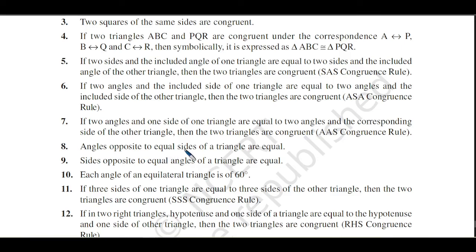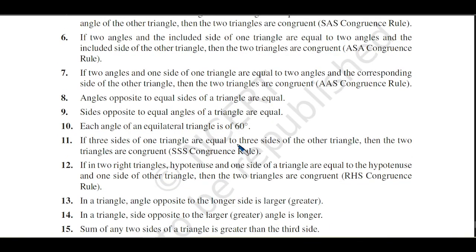Angles opposite to equal sides of a triangle are equal. So if all the sides are equal, all angles are equal, so this is an equilateral triangle. Similarly, sides opposite to equal angles of a triangle are equal. Each angle of an equilateral triangle is 60 degrees, we have proved. All angles are the same. Sum of all the interior angles is 180, so for three angles, 180 divided by 3 is 60.